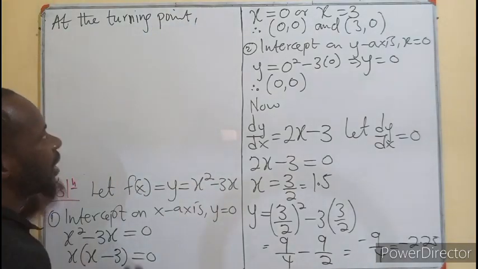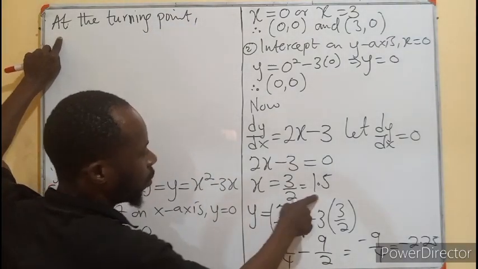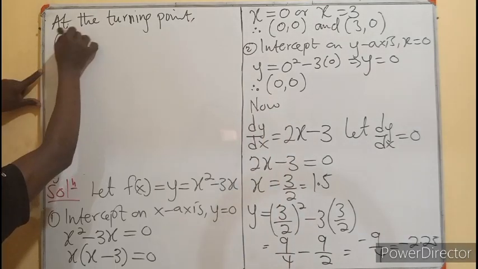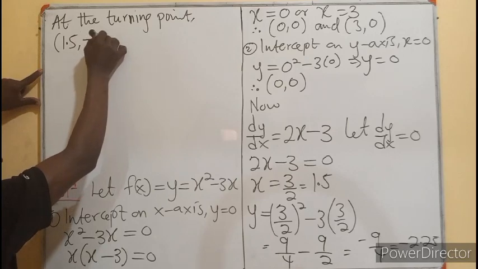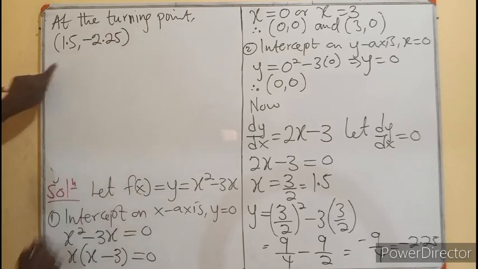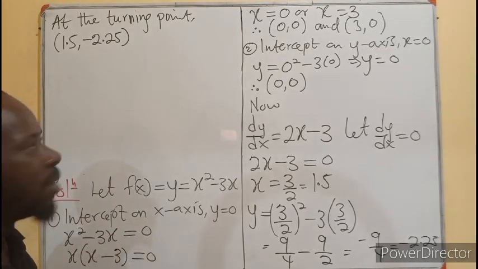So now from here, at the turning point, we can see that the x value is 1.5, the y value is negative 2.25. So this is what we are going to use for the turning point.